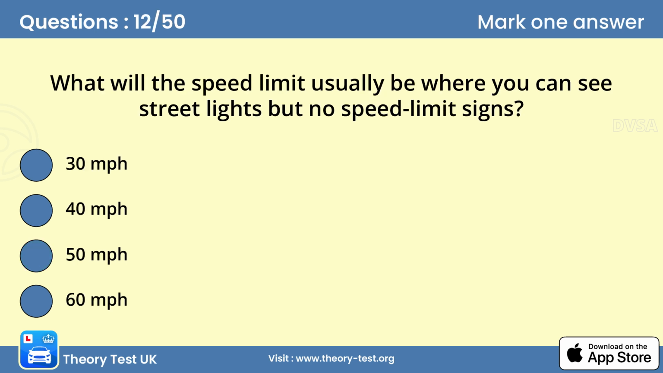Question 12. What will the speed limit usually be where you can see street lights but no speed limit signs? A. 30 miles per hour. The presence of street lights generally indicates that there's a 30 miles per hour speed limit, unless signs tell you otherwise.